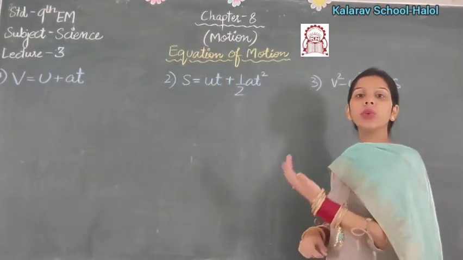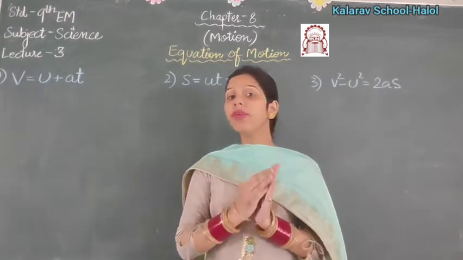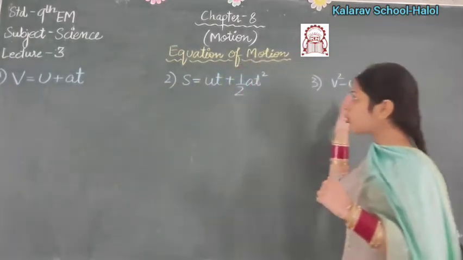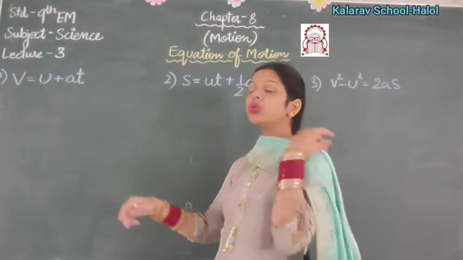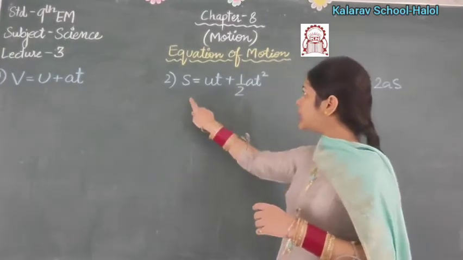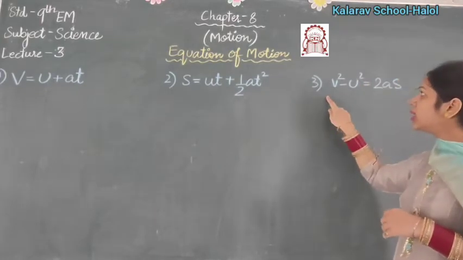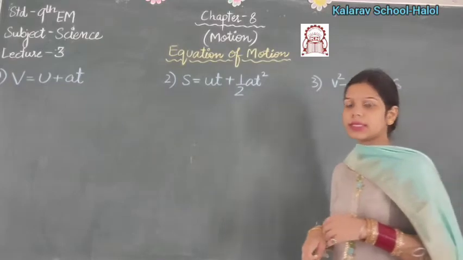So these are the equations of motion, which are helpful to calculate different physical quantities. There are three equations of motion that are prominent in this chapter. That is v = u + at, s = ut + half at square, and the third is v square minus u square equals 2as.